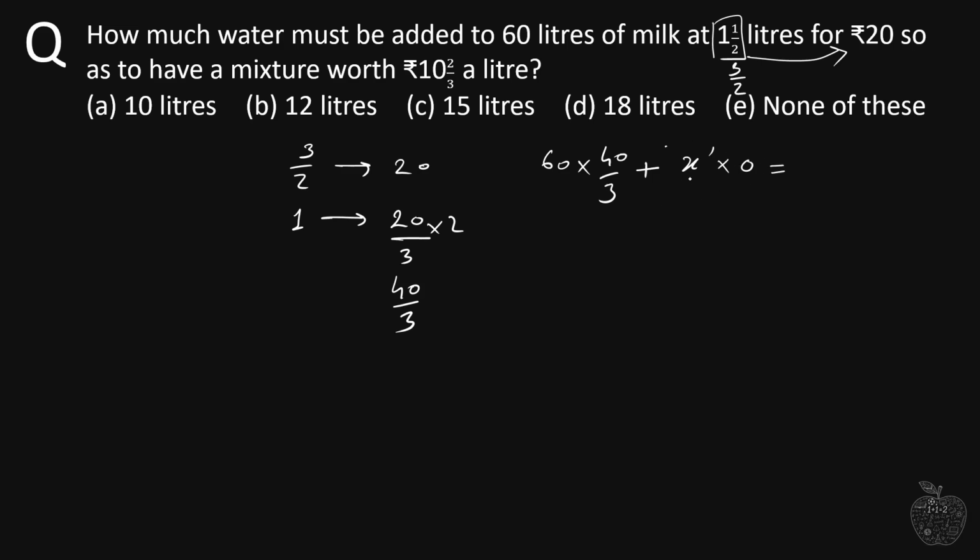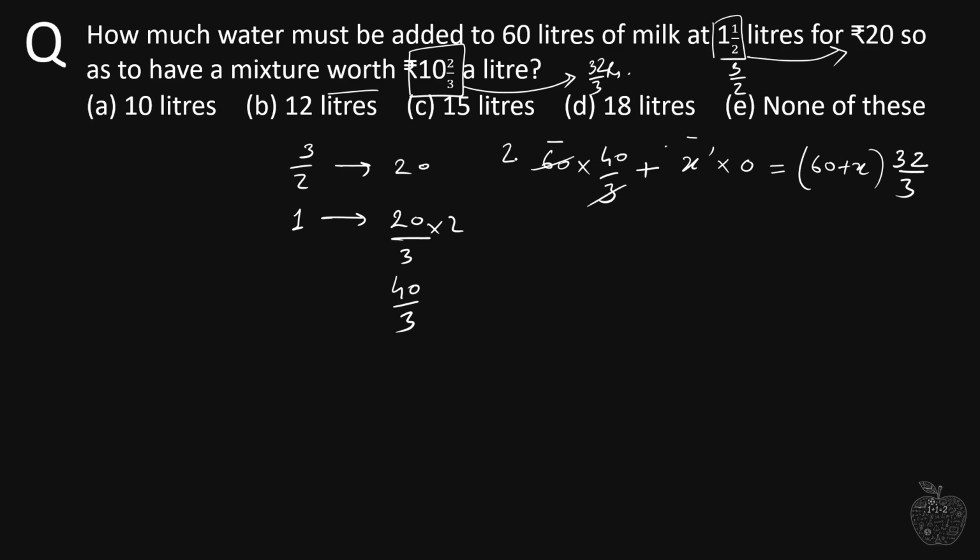And this gives me the total cost of the mixture. And the question is telling me that the mixture is worth 10 2/3 a liter. So this 10 2/3 can also be written as 3 into 10 is 30, 30 plus 2 is 32/3 rupees per liter. So this mixture, which is 60 liters of milk and X liters of water, the total mixture will be 60 plus X, and this mixture is worth 32/3 per liter. Alright, so we have got the equation here. Let's solve this equation now.